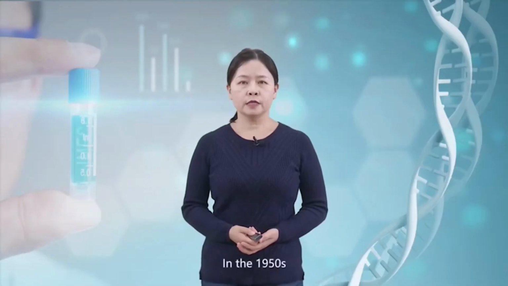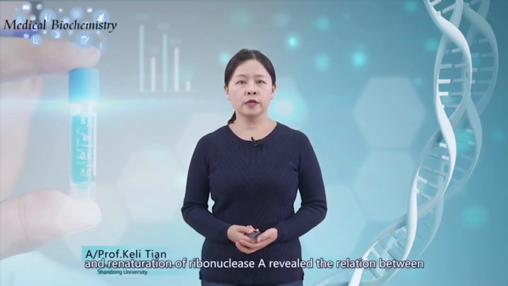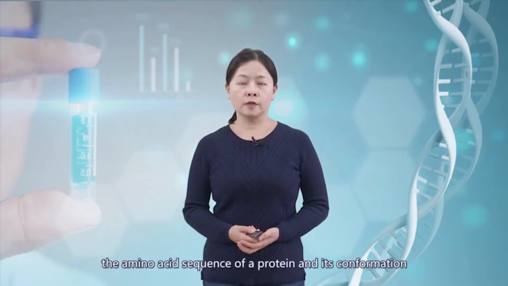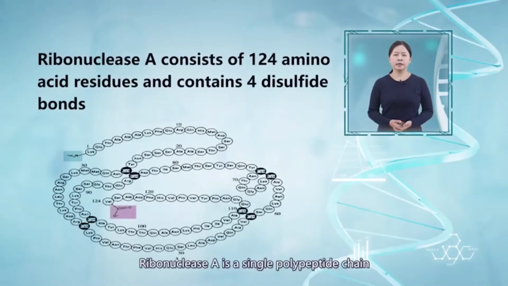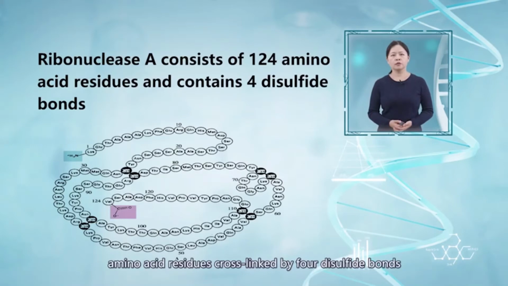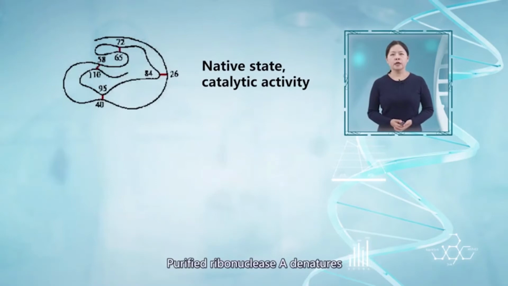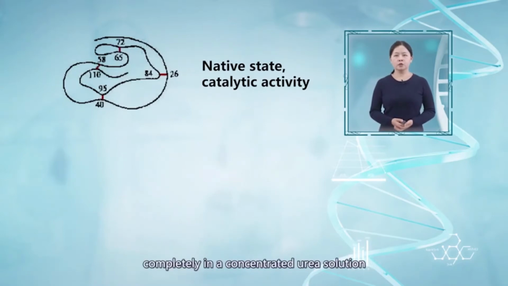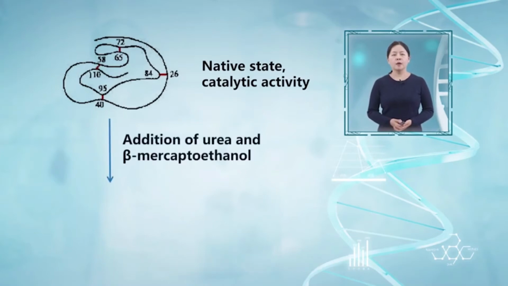In the 1950s, the classic work of Christian Anfinsen on the denaturation and the renaturation of ribonuclease A revealed the relation between the amino acid sequence of a protein and its conformation. Ribonuclease A is a simple polypeptide chain consisting of 124 amino acid residues cross-linked by 4 disulfide bonds. Purified ribonuclease A denatures completely in a concentrated urea solution in the presence of beta-mercaptoethanol.